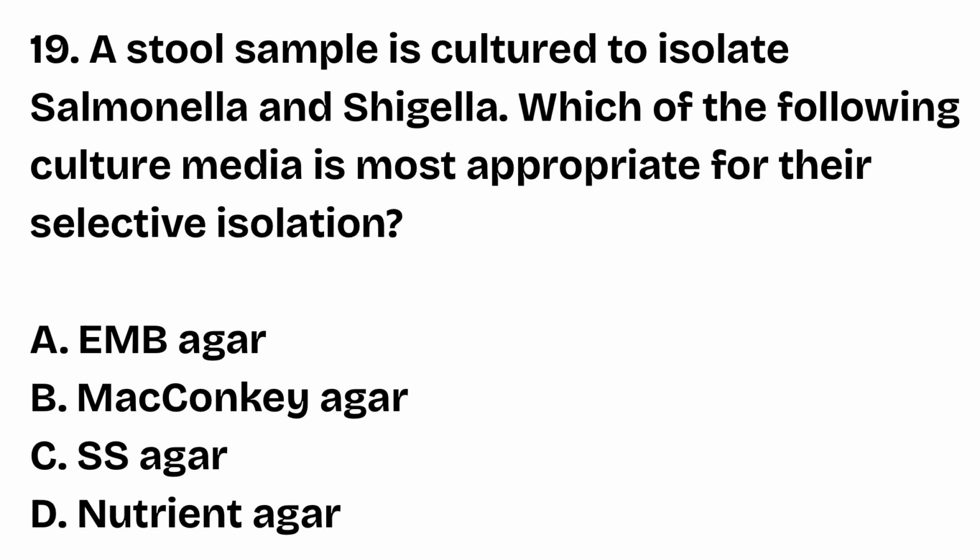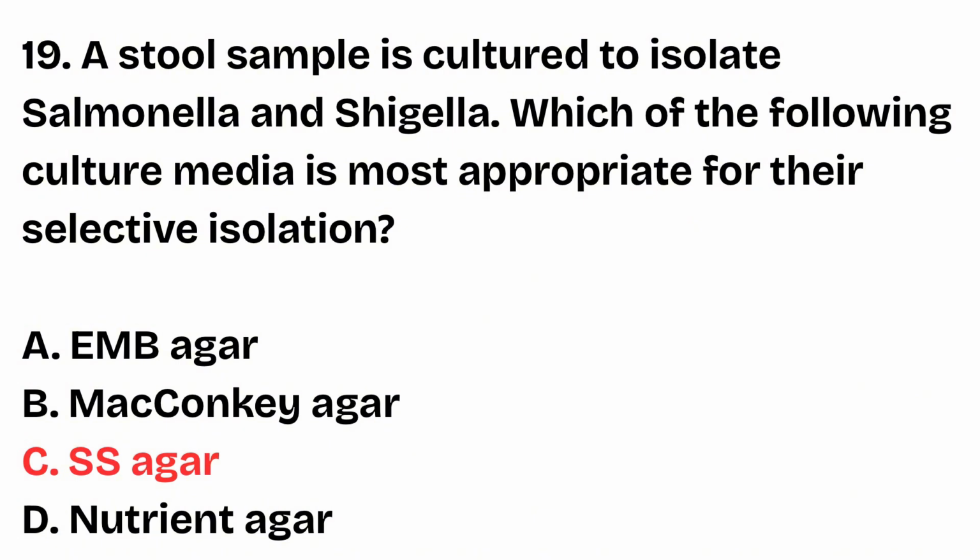Question number 19. A stool sample is cultured to isolate Salmonella and Shigella. Which of the following culture media is most appropriate for their selective isolation? EMB agar, MacConkey agar, SS agar, nutrient agar. The right answer is option C, SS agar. Salmonella Shigella agar is a selective and differential medium that inhibits gram-positive bacteria and most coliforms. It helps to differentiate lactose non-fermenters such as Salmonella and Shigella from other enteric bacteria.